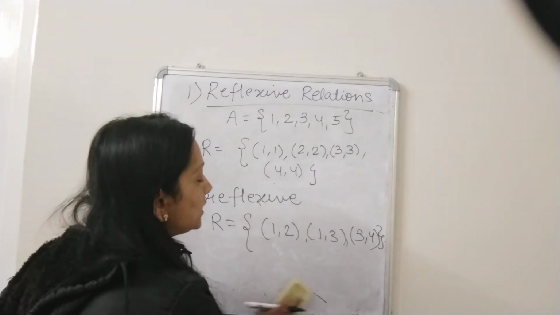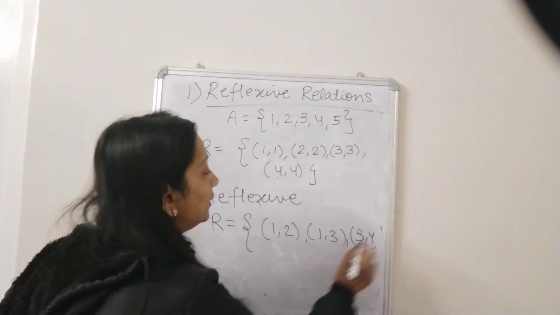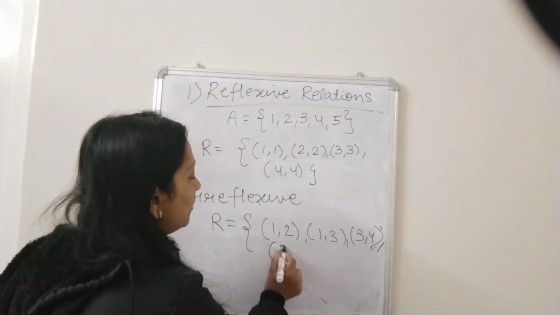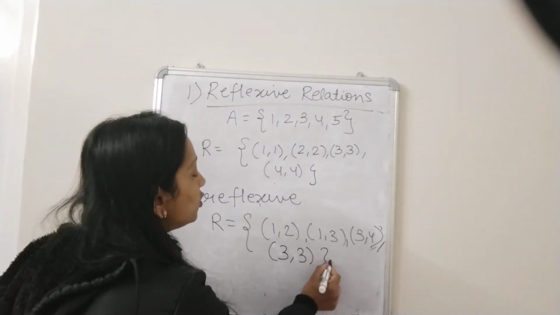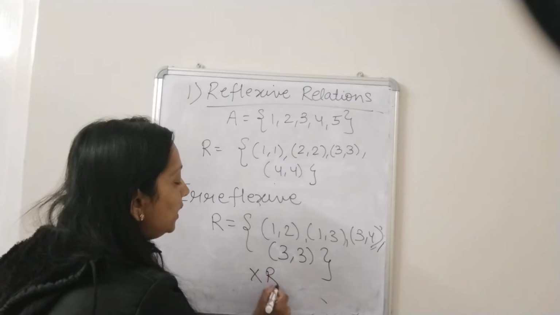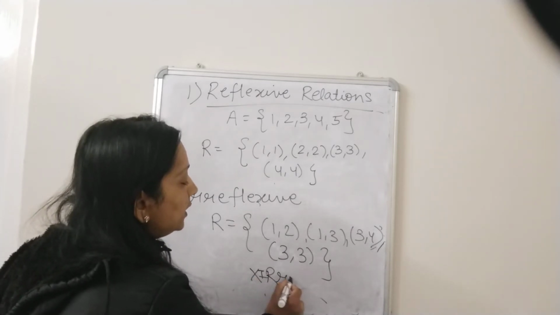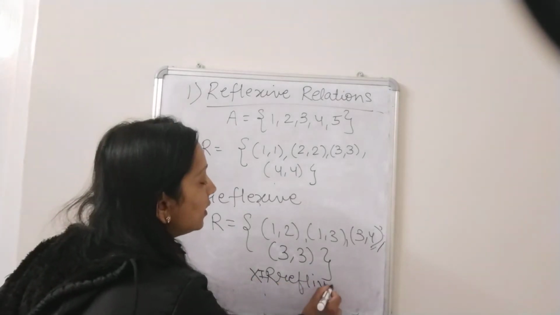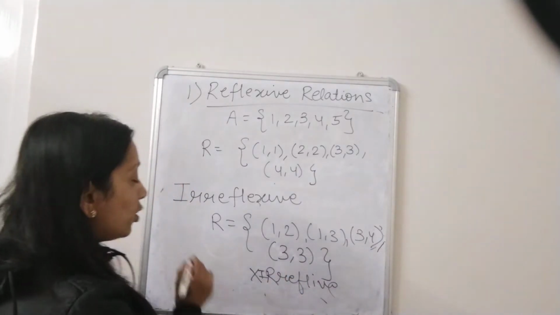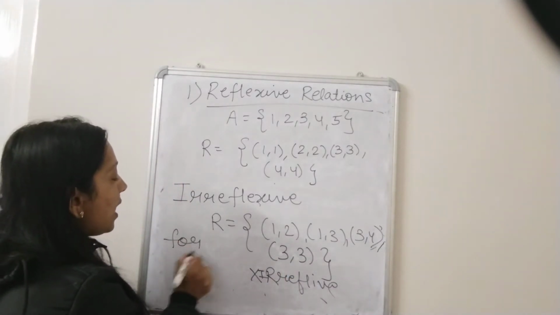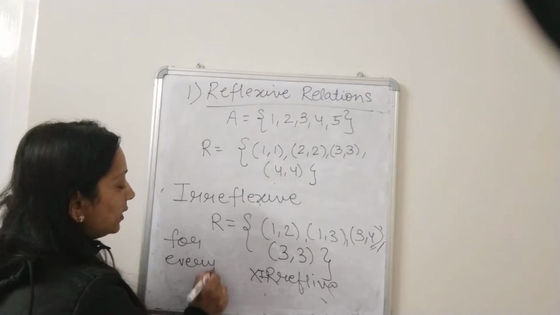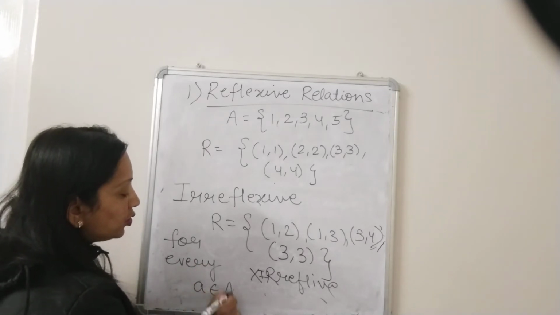But suppose I have one element like this, (3, 3). In this case it will not be irreflexive. I cannot say that this is irreflexive because the condition is for every element, every a that belongs to set A.